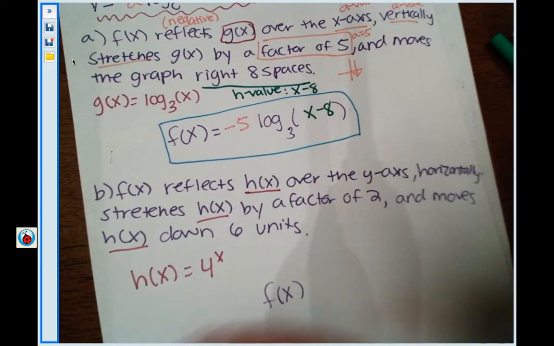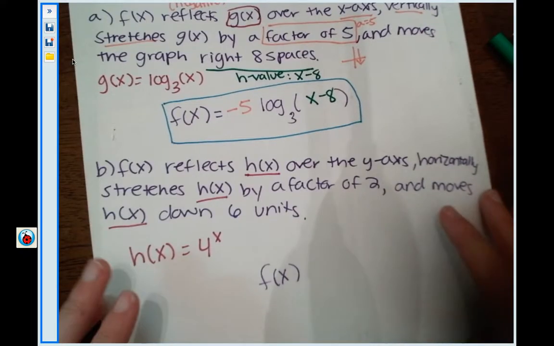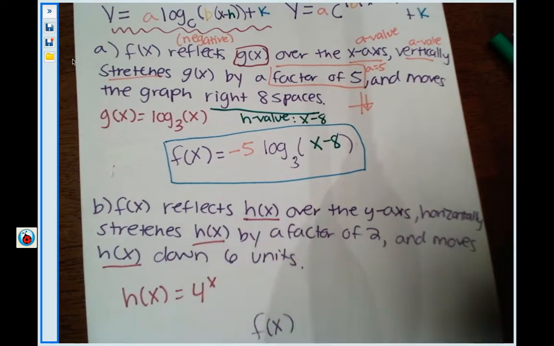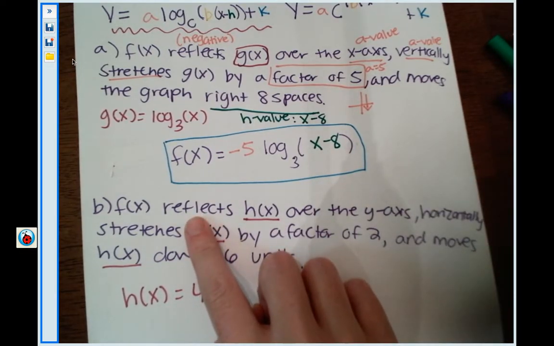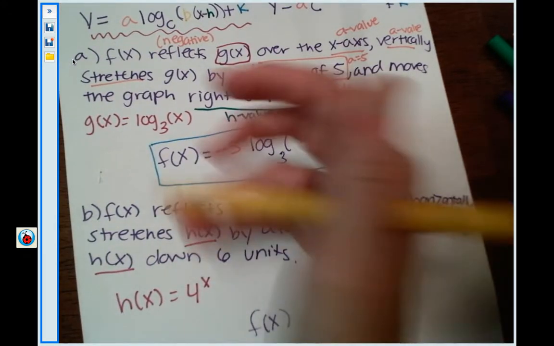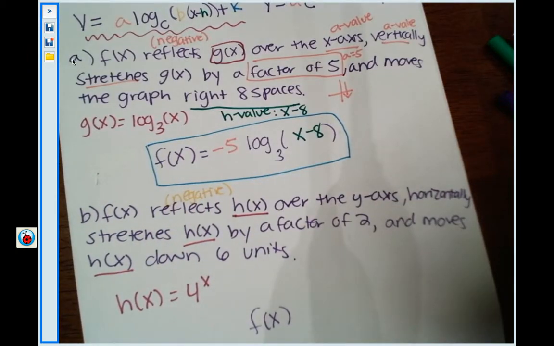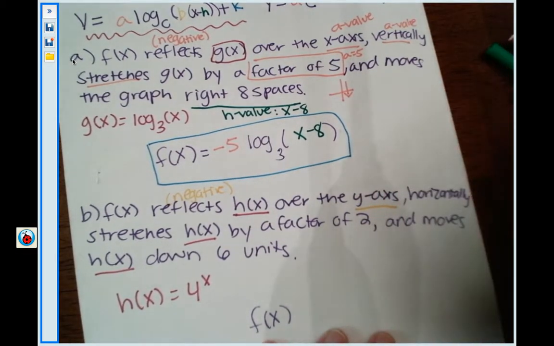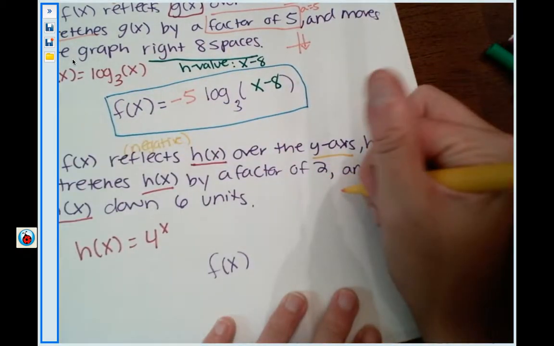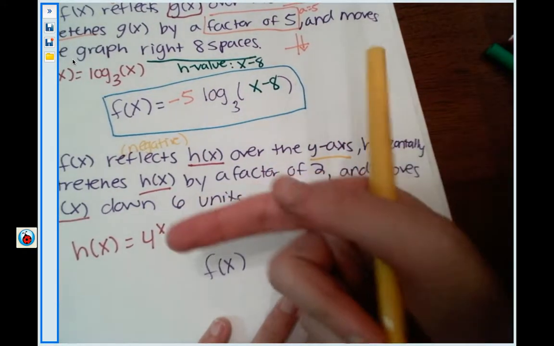Remember, based on the problem, we're going to be identifying if the values in the problem are a, b, h, or k. And that will kind of tell us where it will go in the problem. So it says f of x reflects, and that reflect word means negative. Anytime you see reflect, it means negative. So I'm just going to write negative up here so I don't forget. It reflects it over the y-axis, so this is moving in a horizontal motion. If we reflect something over the y-axis, it moves in a horizontal direction.